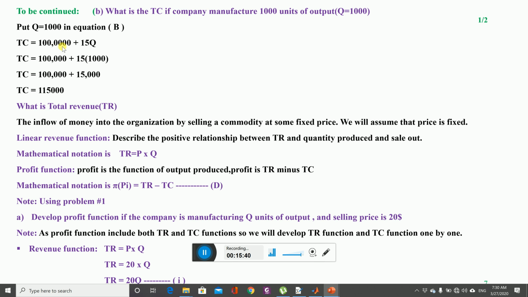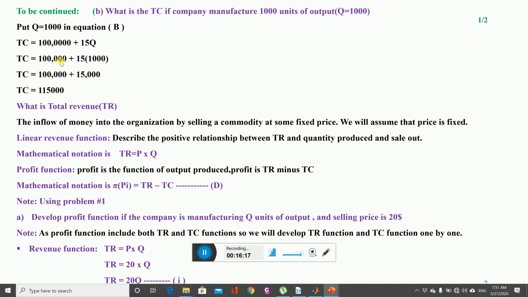Again, here is one mistake. These are 3 zeros, not 4, because the total fixed cost is not 10 lakh, it is 1 lakh, and in the next line this is correct. So 1 lakh plus 15Q, that is the total cost. This is the total variable cost 15Q, plus this is the 1 lakh dollar total fixed cost. 15 is the per unit cost, including both raw material cost and labor cost, and the company is manufacturing Q number of units, so 15Q will define the total variable cost of the company.